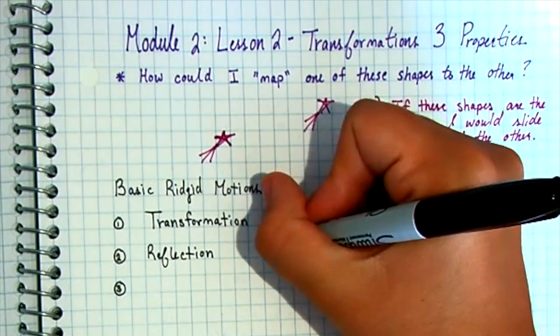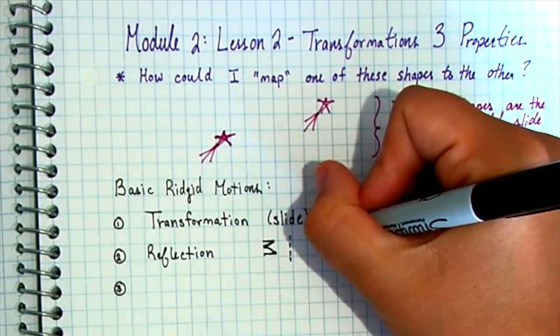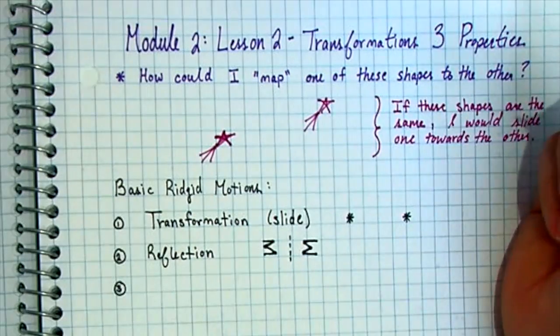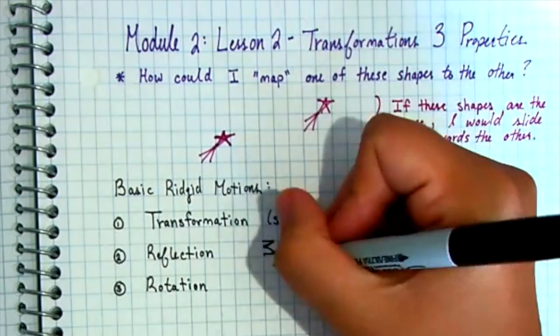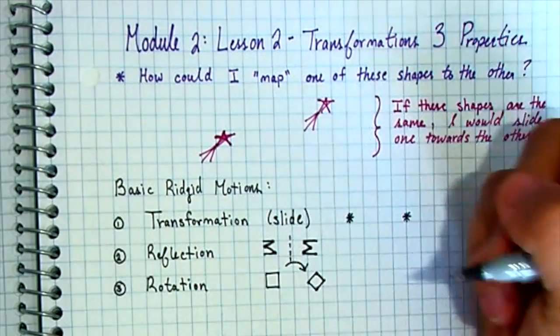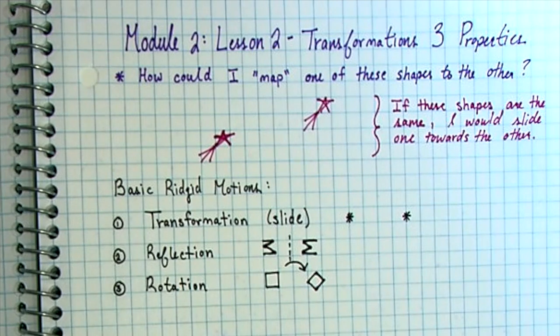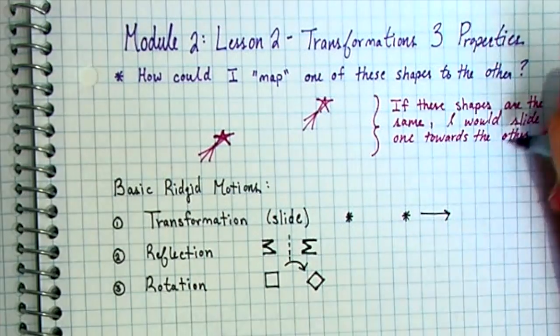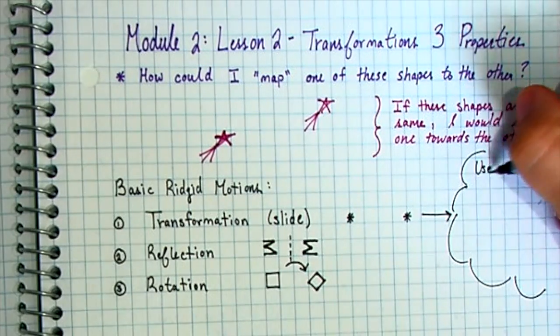It can be a reflection, just like when you hold a mirror up to something. I have a line of reflection that flips an image over itself. Or I have a rotation where I take a figure and rotate it around 360 degrees. So in the case of my shooting star, I have a transformation, which is just a slide from one shape to the other. And I do that with a vector.